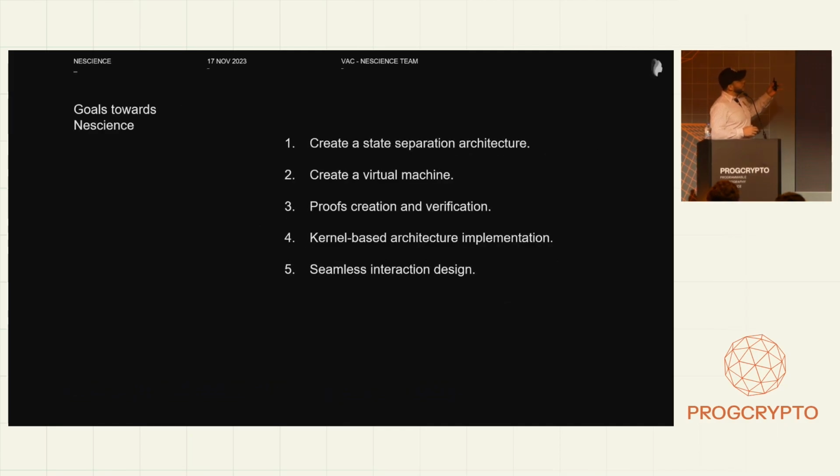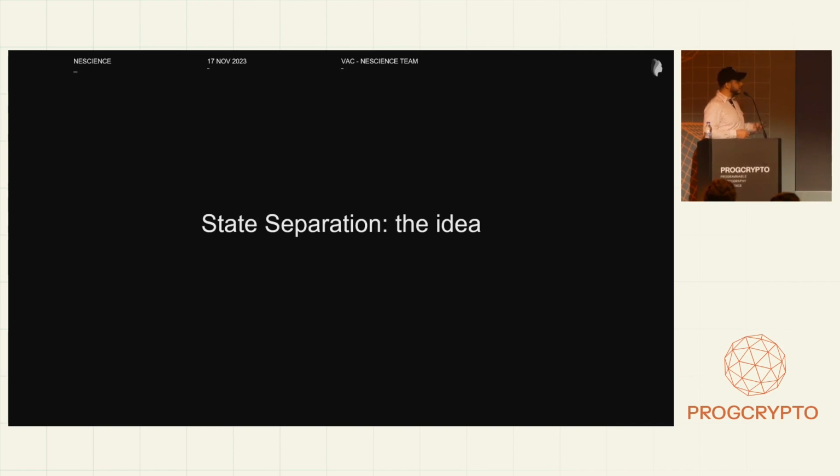So the goal towards Nescience, we have different goals, so we are still exploring. We would like to create a state separation architecture. We would like to create a virtual machine to implement proof creations and verifications, to adopt a kernel-based architecture implementation, and to have some interaction design.